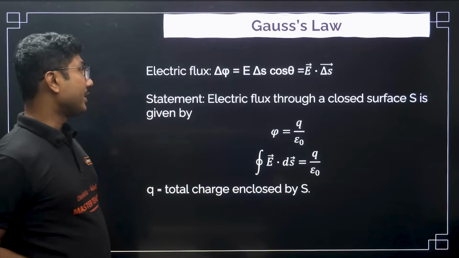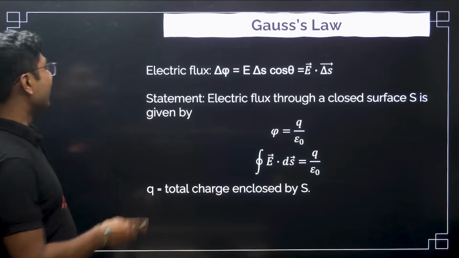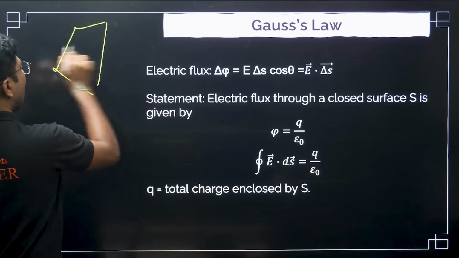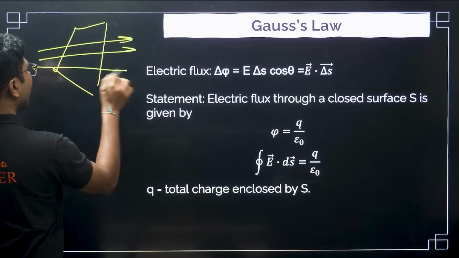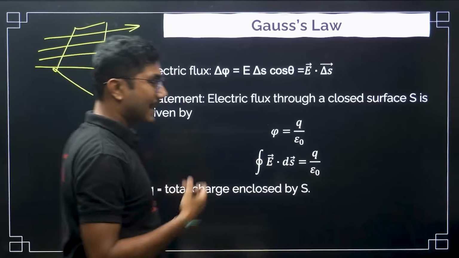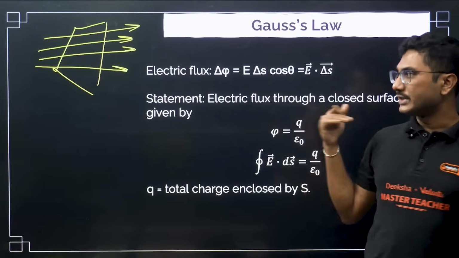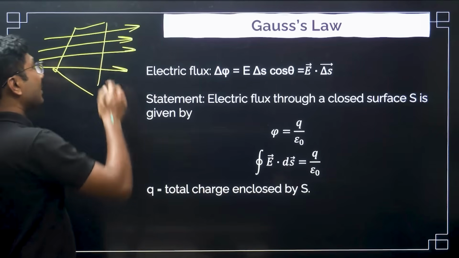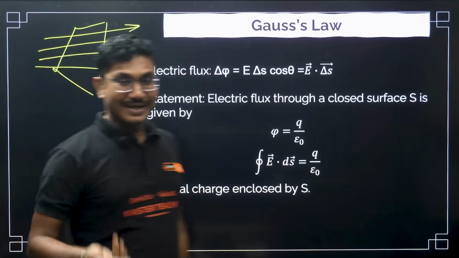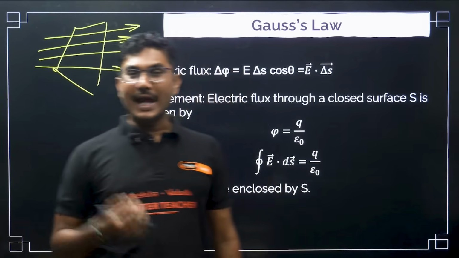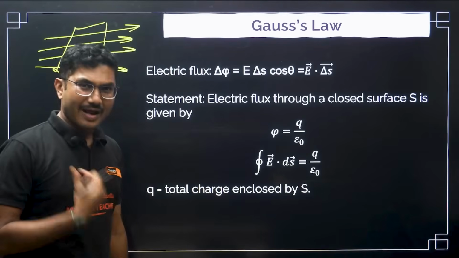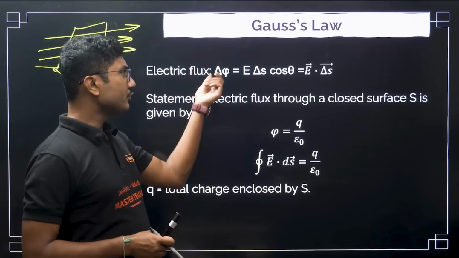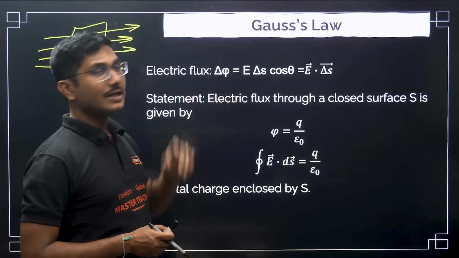Gauss's law, another important concept. So what is electric flux? Suppose we have some surface, and through that some electric field lines are passing. It can pass normally, it can pass at some angle. Whatever is the dot product between the surface area vector and the electric field is basically called the electric flux. For electric flux, the area is very important. So electric flux is given by E delta S cos theta.